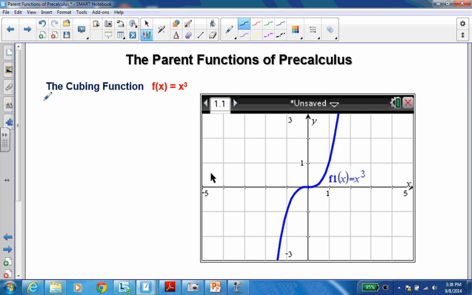Okay, cubing function. Odd or even? Yeah. Okay. What lets you know this thing is odd? Okay, to the third power, but more significantly, what does this thing have? Rotational symmetry. See that? Rotational symmetry about the origin. Okay, what is our domain of this thing?